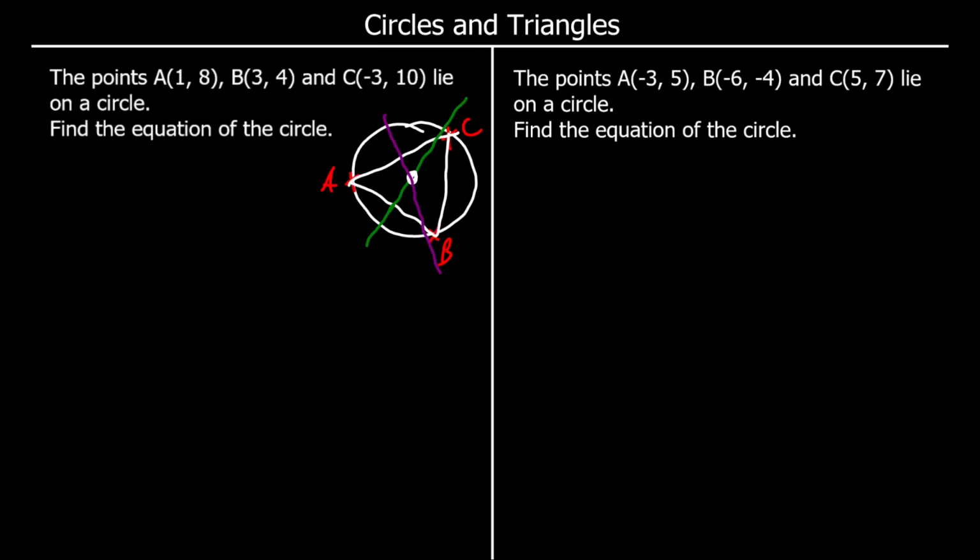So let's just go for perpendicular bisectors. Let's have AB. So we need the midpoint of AB. Halfway between 1 and 3 is 2. Halfway between 8 and 4 will be 6. So we've got 2, 6 as the midpoint.